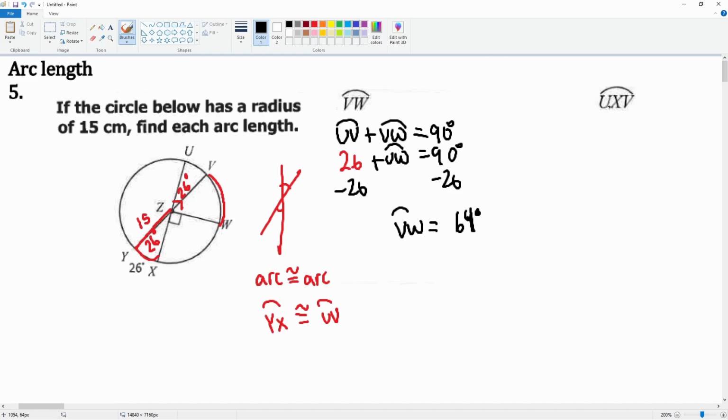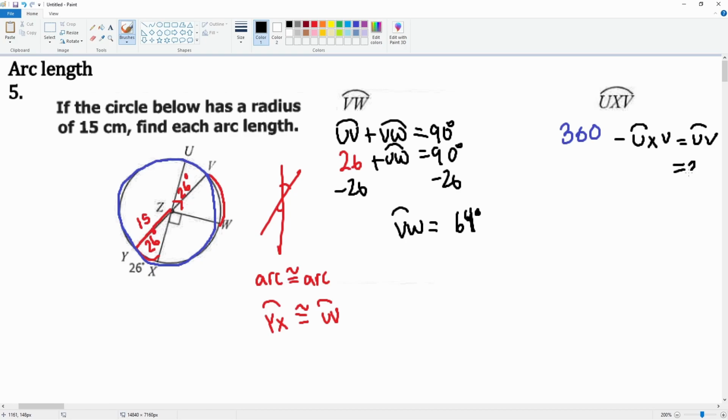Next you have arc UXV. U, X, and V. Oh, UXV is the entire thing. Look, it's this. Notice if we take the entire circle, which is 360, then we subtract arc UXV, we remove this part. What do we have left? Oh, look, we have that part of UV left. And that part we had left is arc UV.